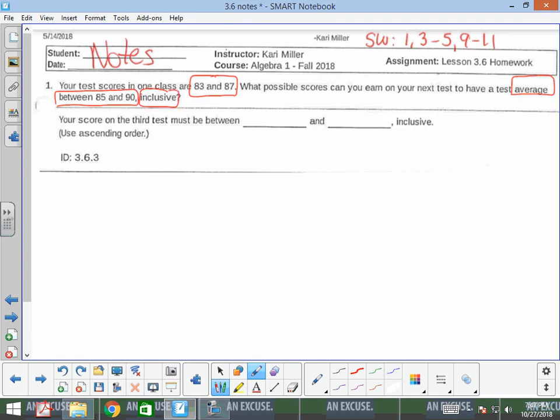Those are some key things that we're looking at here. So what we're going to do is first start off adding the two test grades that we already have. The reason we're adding is because when we do the average, remember, we add and then divide by the number of test grades. So we add the first two test grades plus the third test grade, which we don't know just yet. So we're going to let it be x, and divide by 3.